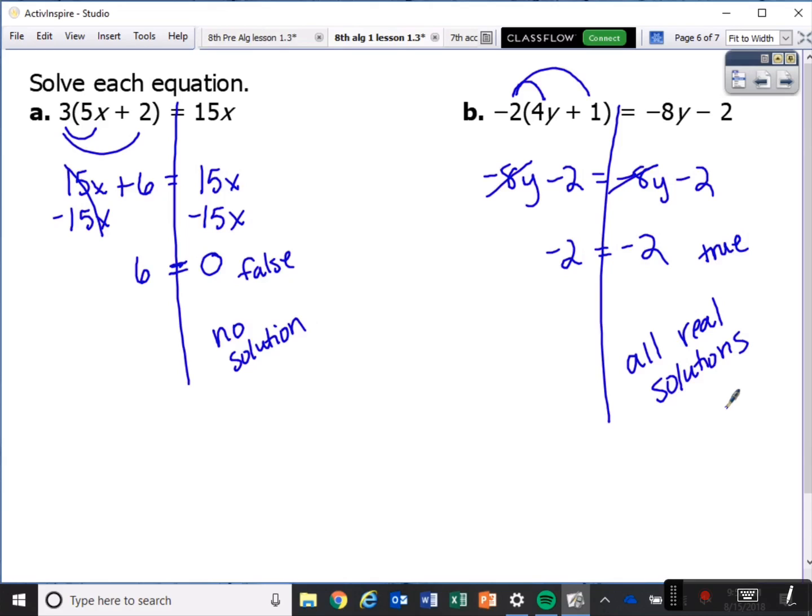But why did we go back to -2? I thought we replaced it with 0. No, you replace the y with 0. Oh, okay. So -2 equals -8 times 0 is 0, 0 minus 2 is -2. So -2 equals -2. If I plugged in 100, it would work. Yes. If I plugged in 15 million, it would work.